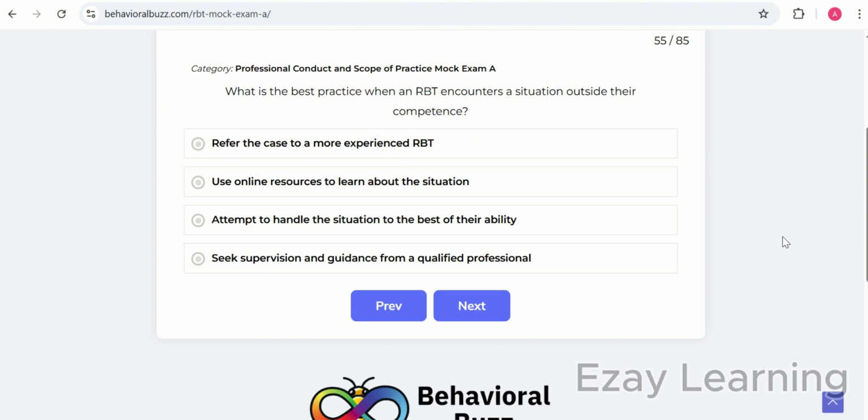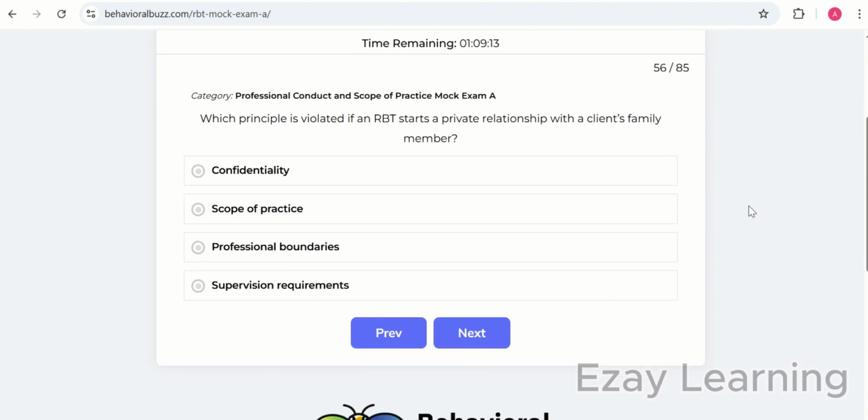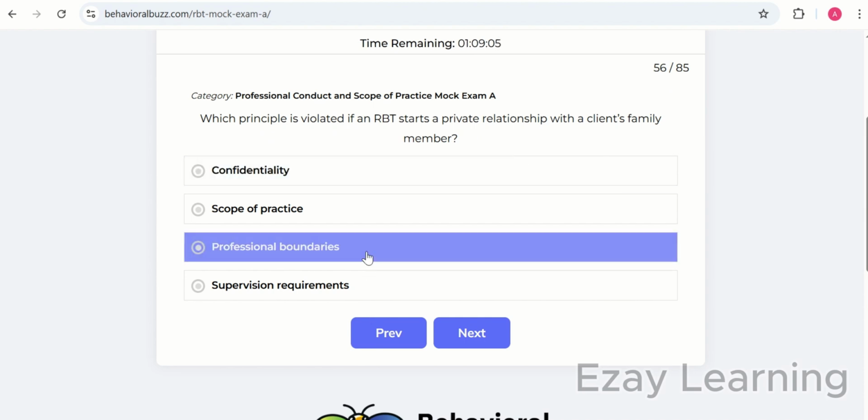What is the best practice when an RBT encounters a situation outside their competence? Which principle is violated if an RBT starts a private relationship with a client's family member? Professional boundaries, because it will be a dual relationship.